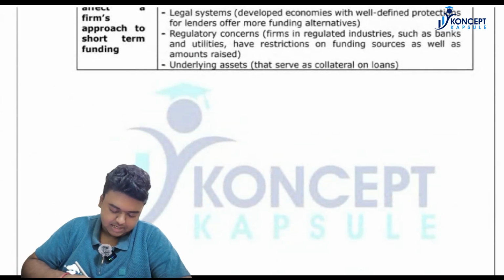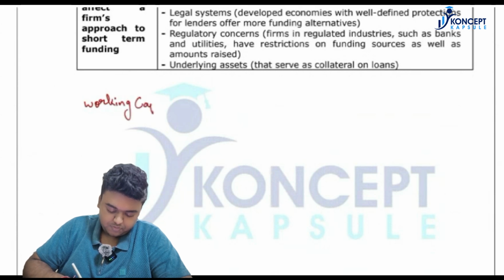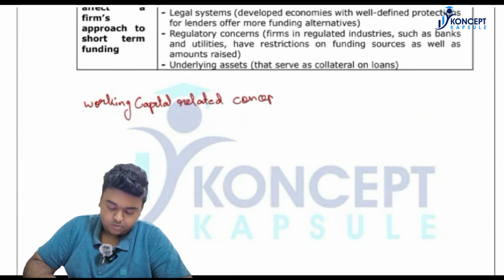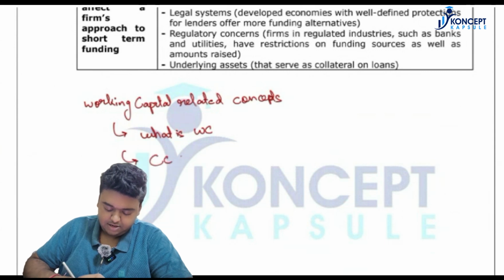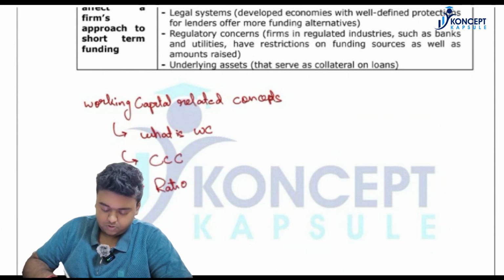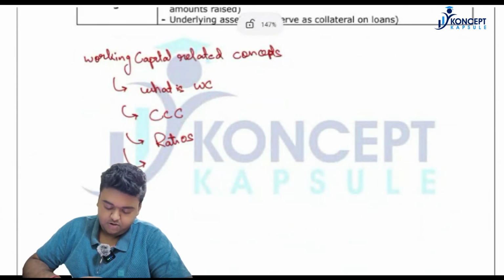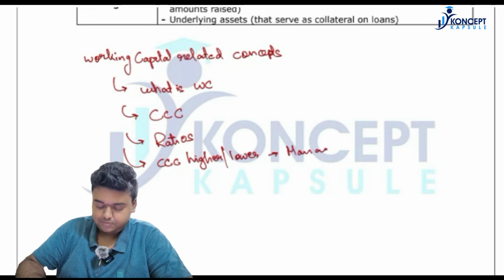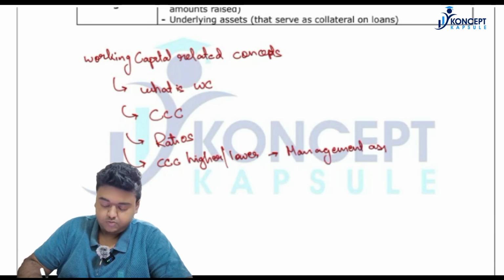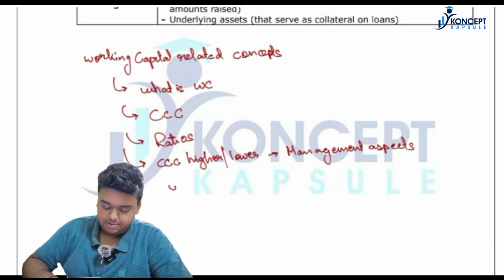In today's video, we will be doing the liquidity related concept in working capital and liquidity. You would have seen in the previous class, we had done working capital related concepts. We had seen what is working capital, the cash conversion cycle, and ratios. Then we took up a topic which discussed whether a higher or lower cash conversion cycle is good, and the management aspects associated with it. And then we discussed working capital policy.